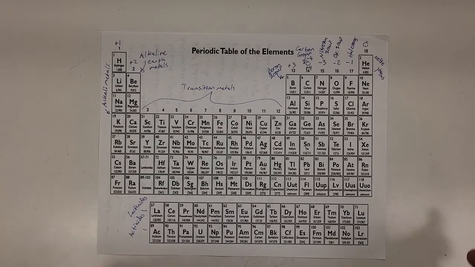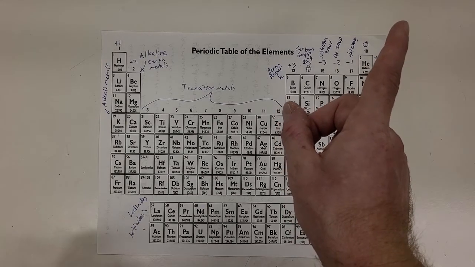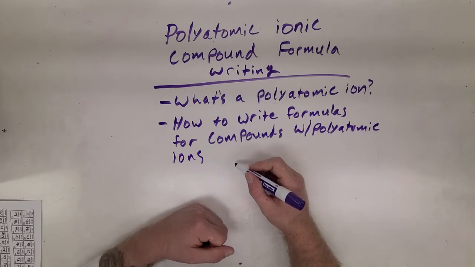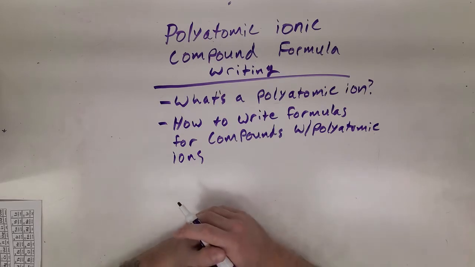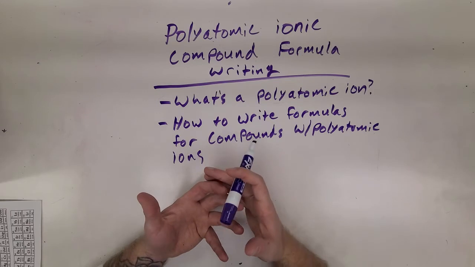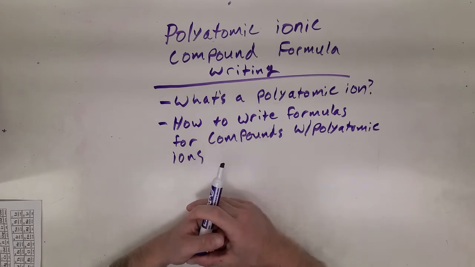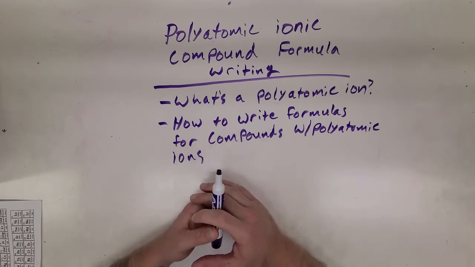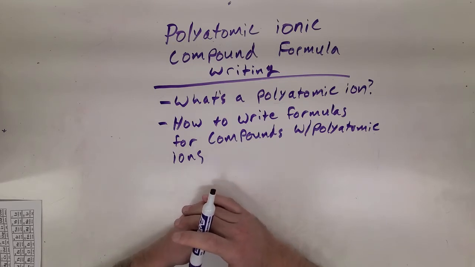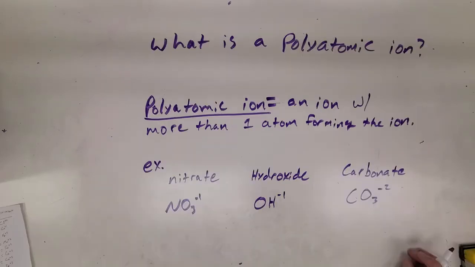With that said, we talked about compound formula writing just in the simplest form in a previous video. You can see a link for that, I think, up here at the top. Go watch that if you want to see the basics. We're going to keep going with this video with polyatomic ionic bonding. For this video, we're going to focus on polyatomic ionic compound formula writing. First we'll talk about what a polyatomic ion is, and then I'll show how to write formulas for compounds with polyatomic ions in them. Let's dive right in.